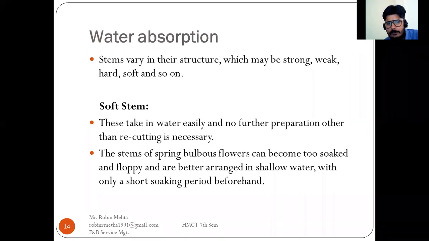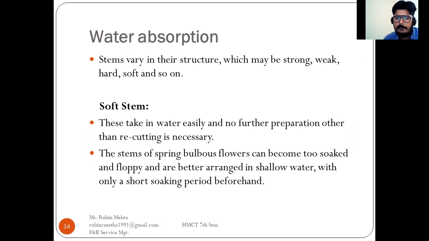Whenever you are cutting plants from the parent plant, whatever you want to do with the plant you can do, but with soft stem plants it is very easy. They absorb water easily, and no further preparation other than recutting is needed. If you want to recut, maybe an air bubble happened, so you just give a 2-inch cut onto the soft stem and put it into the water.